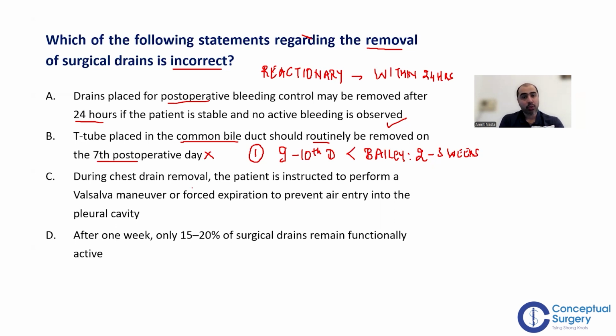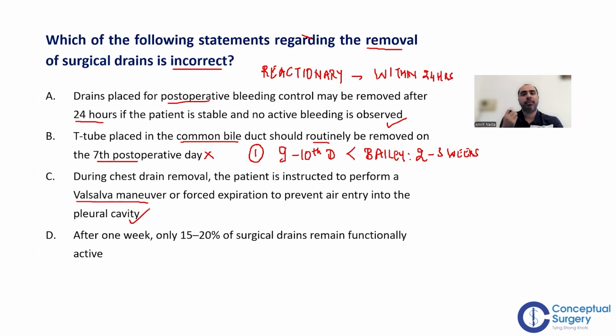During chest drain removal, this is an important point. A patient is instructed to perform a Valsalva, that is expiration against closed glottis, to prevent re-entry. Obviously, this is correct. I don't want that when the tube is being removed, he should take a deep breath in while it is being removed. He can take a deep breath and hold it, or he should do Valsalva.